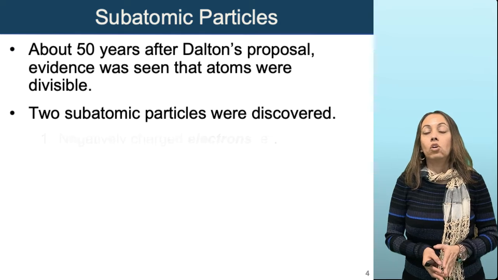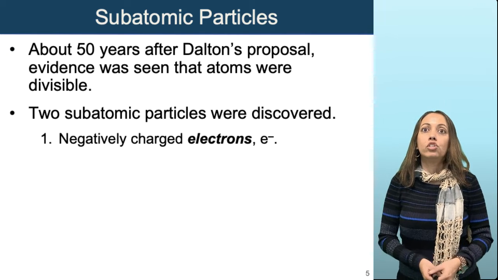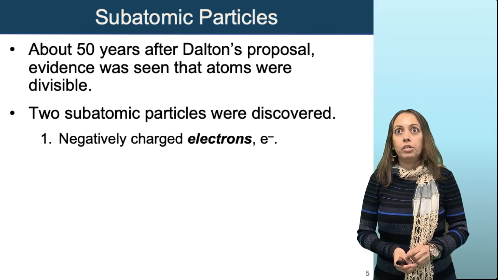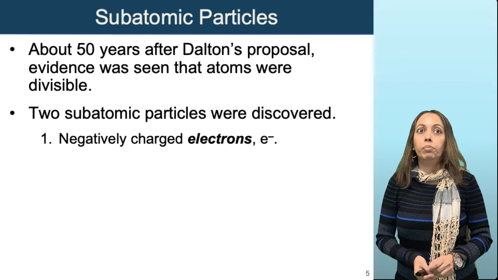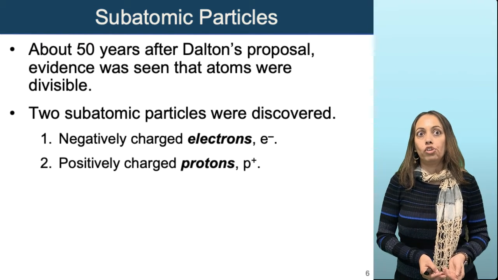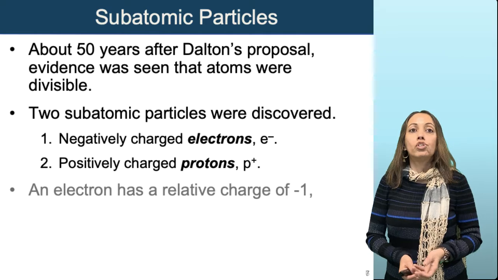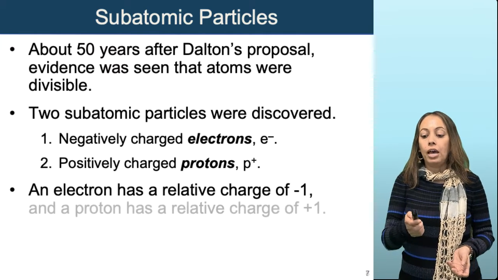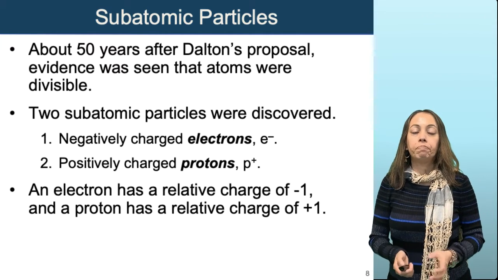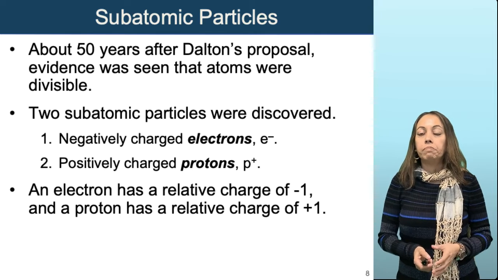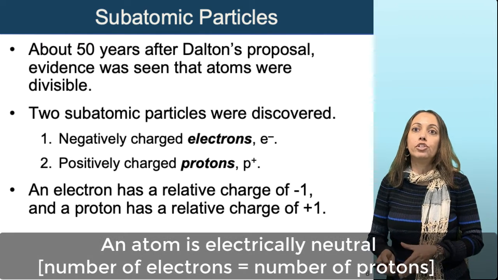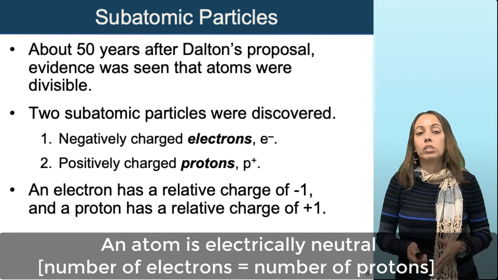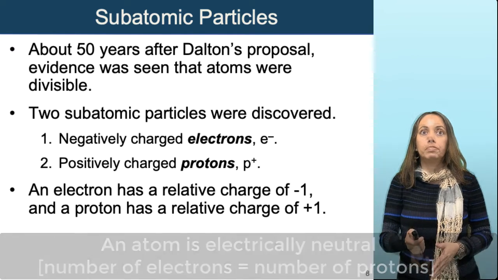One of them is called the electrons. These are negatively charged. And the second type of subatomic particle to be discovered are the protons, which are positively charged. Electrons have a charge of -1 and the protons have a relative charge of +1. They both exist in the atom, therefore an atom is electrically neutral. The number of electrons equals the number of protons.